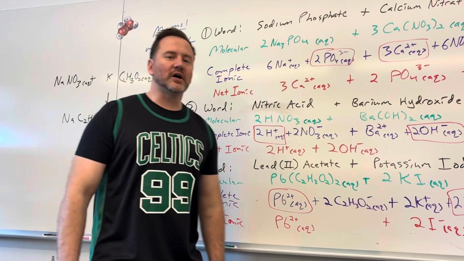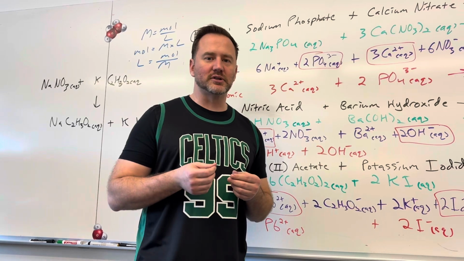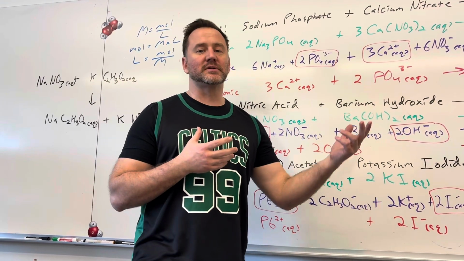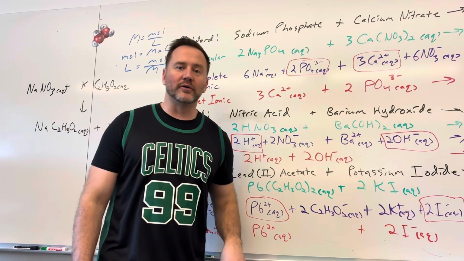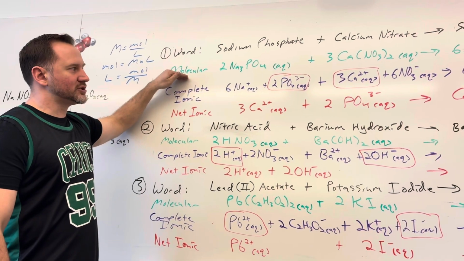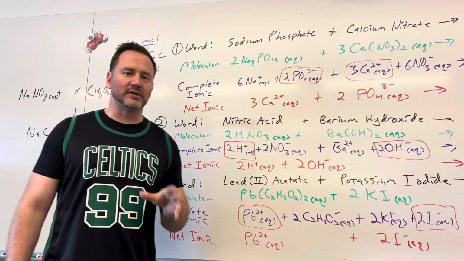In this video, we're going to talk about net ionic equations, and we're going to take a look at some double replacement reactions and use our solubility rules to figure out what's going to form a precipitate and what's not. So I put three reactions up here on the board, and for each reaction I included the word equation, the molecular equation, the complete ionic equation, and the net ionic equation. I did each in a different color.